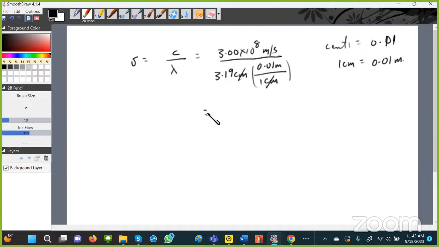But on my calculator, I'll do 3 times 10 to the 8 divided by 3.19.1. So according to my calculator, I got 9.40 times 10 to the 9. And the units would be seconds to the -1. And that's it.